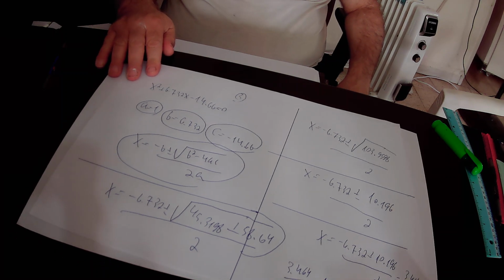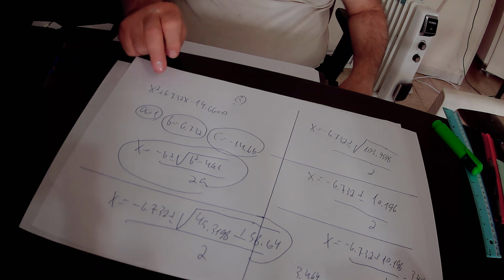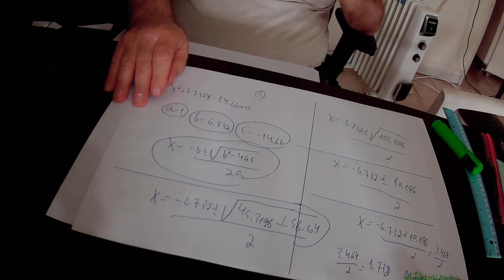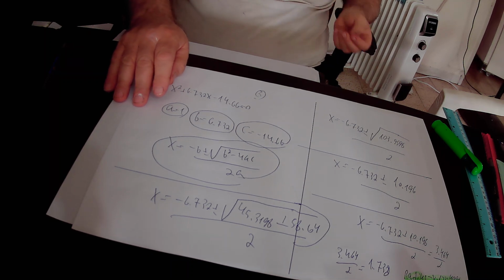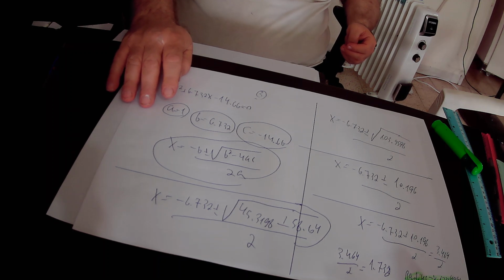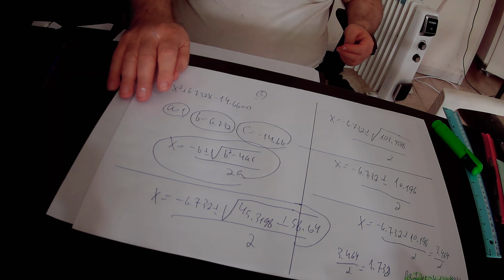So we just have to put the values of a, b, and c from our specific quadratic equation in this general formula for x in order to find the value or the values of x. The general formula for x is x equals minus b plus or minus the square root of b squared minus 4ac over 2a. So we put the values of a, b, and c in this general formula in order to find the value of x.